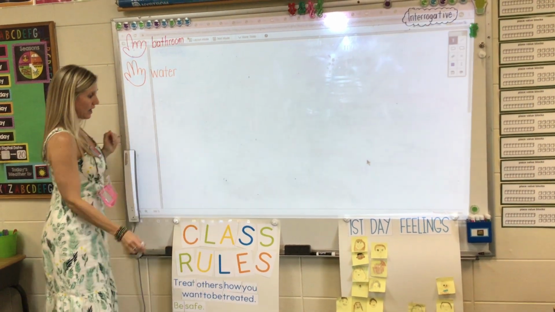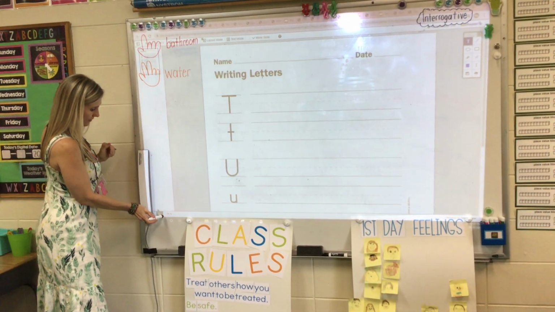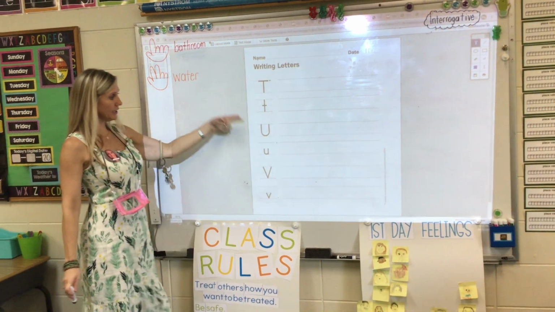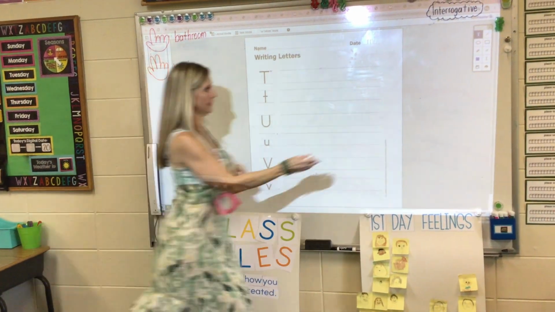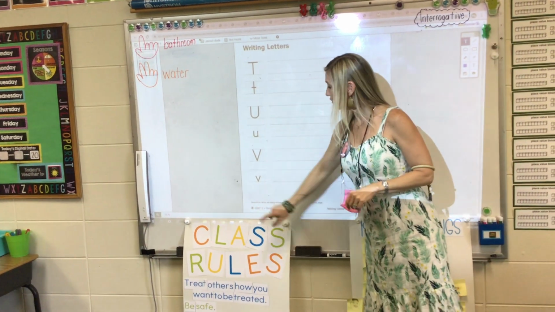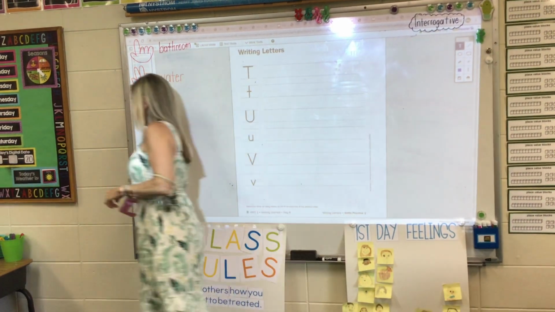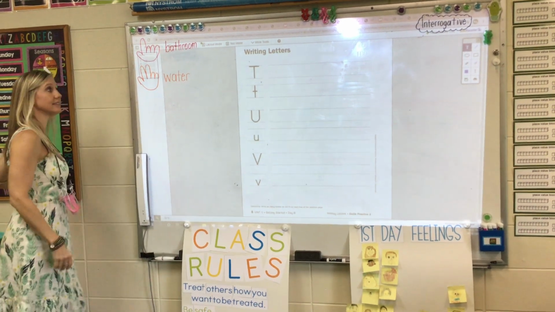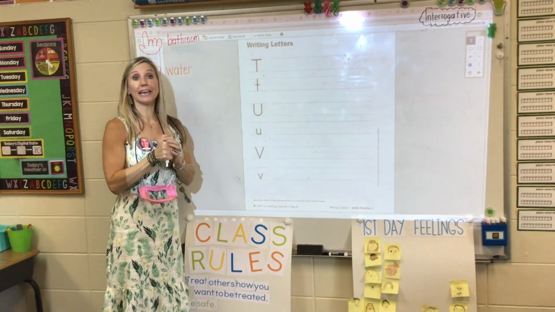To the skills practice book for letters T, U, and V. Your child will be on page 8, so make sure they're there. Make sure they have a pencil in their hand. We're going to start off with uppercase T.